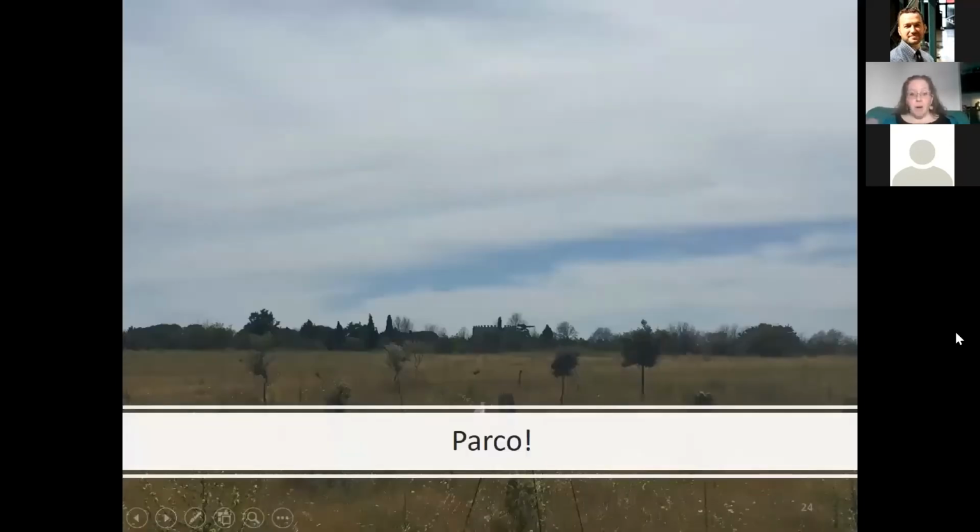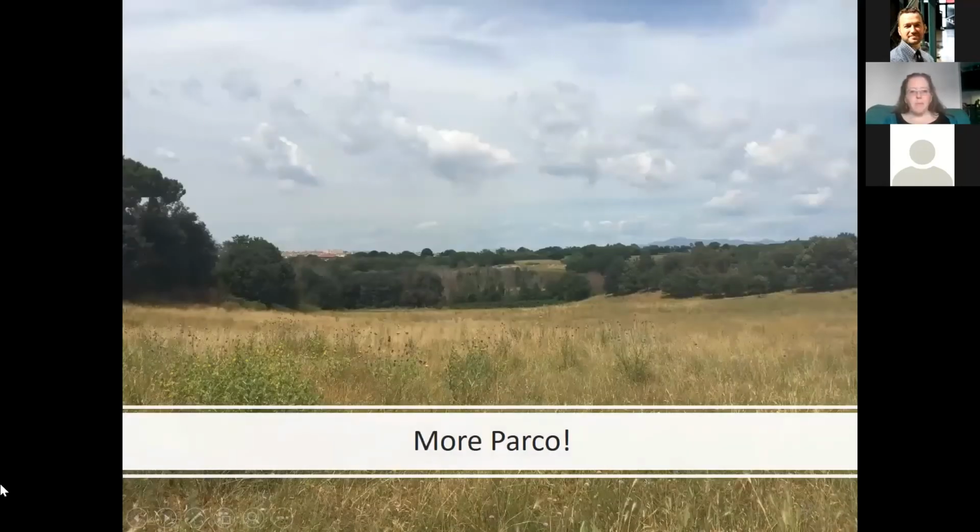And as I said, park. So you move into this landscape where there is just grass, there are fields, there are trees. It doesn't feel like modern Rome. It really feels like you're experiencing what it was like to travel through the countryside, not very far away from Rome in ancient times. More park.